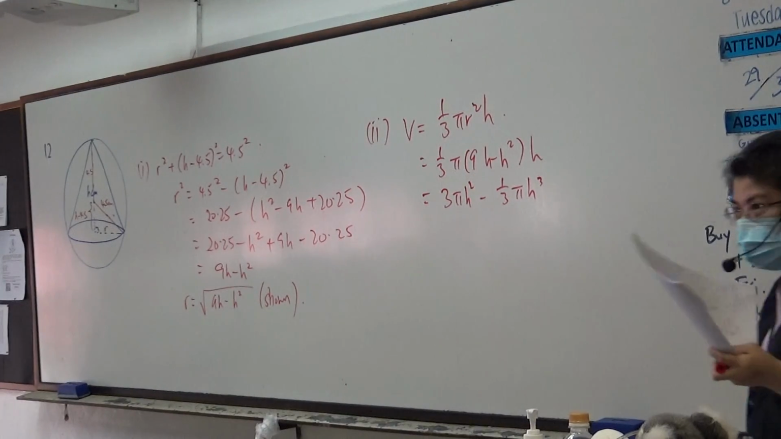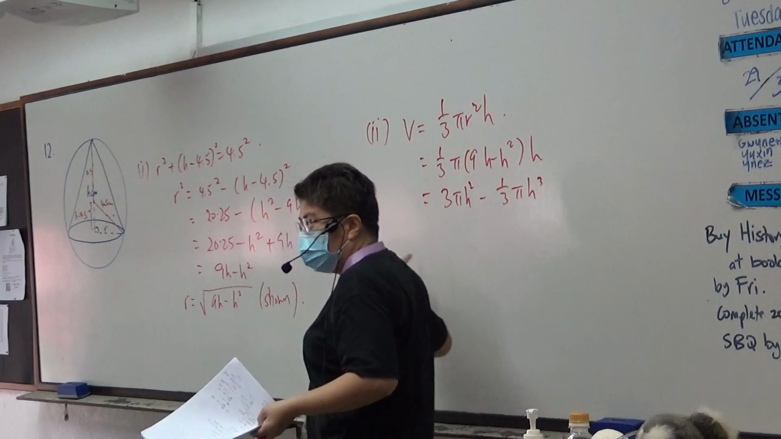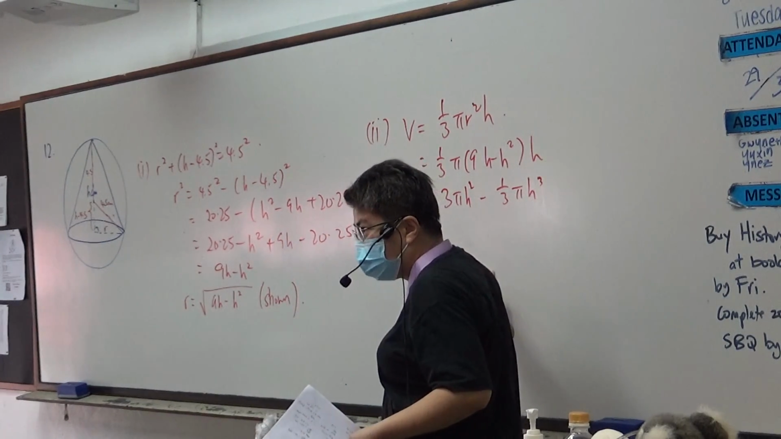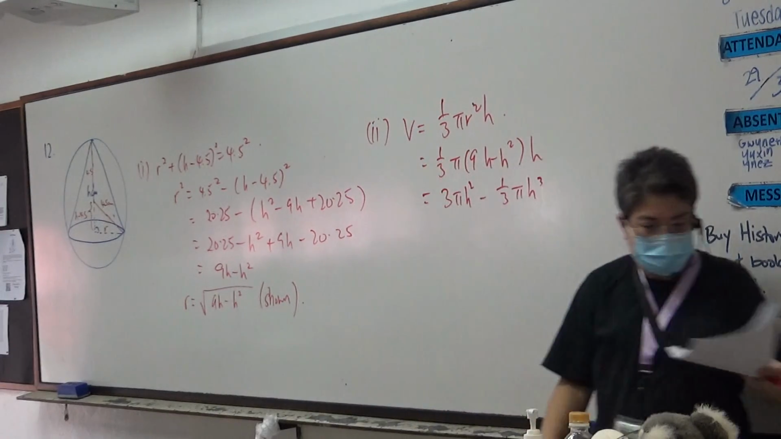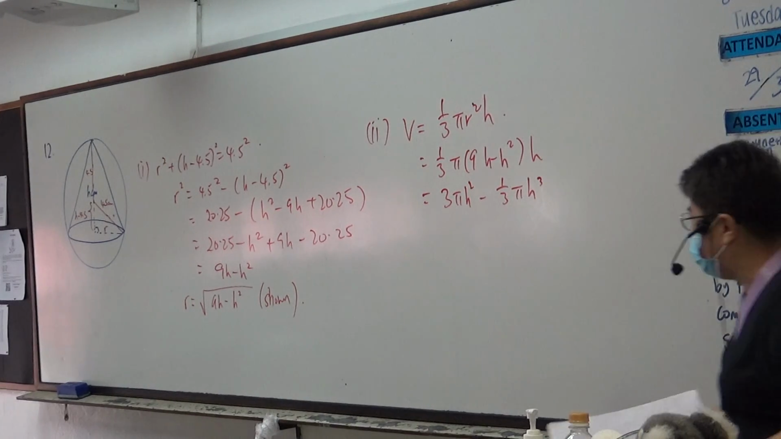Understand? Now, of course, I just want to tell you, even if you cannot show this, you can go and continue with 1/3 pi r squared h. Understand now? Okay, now next one. What did they say? Part 3. Given that h can vary, find the value of h for which the volume is stationary.